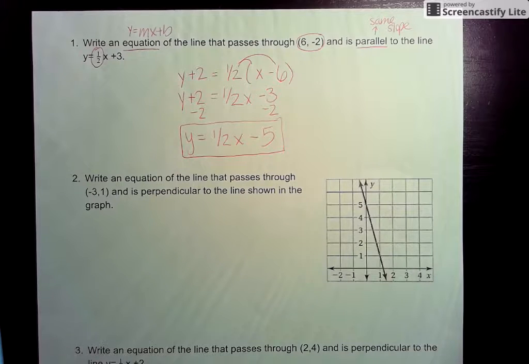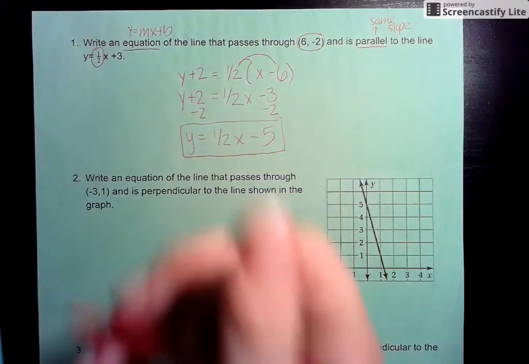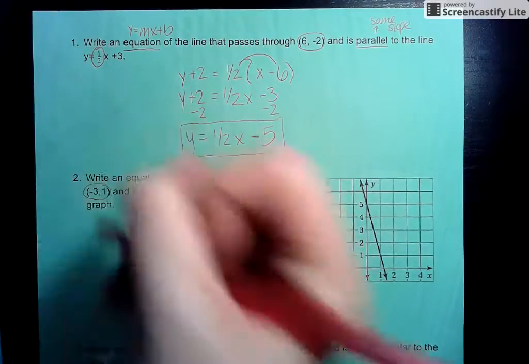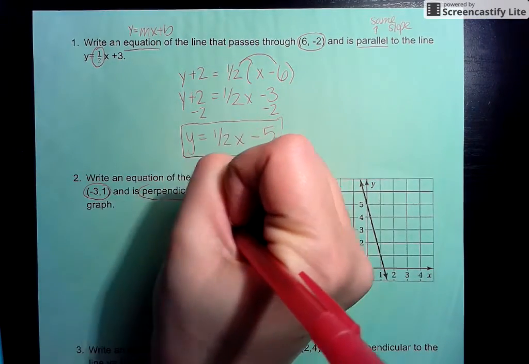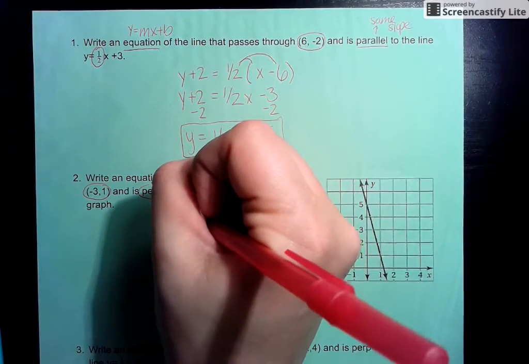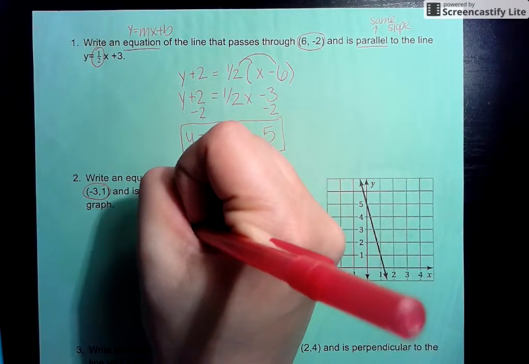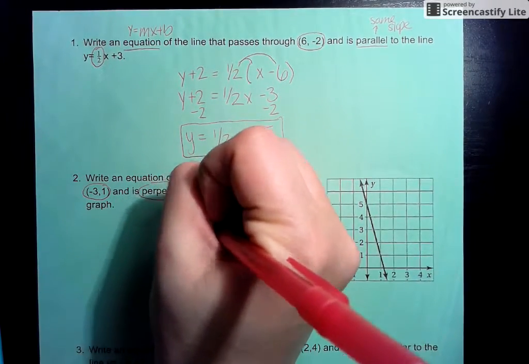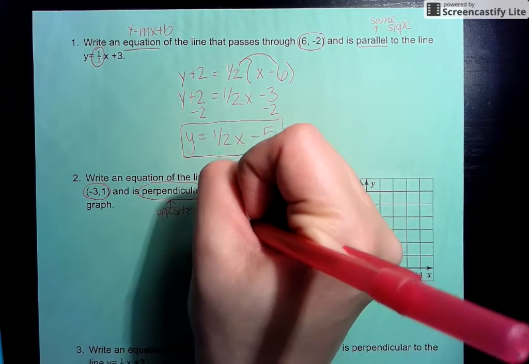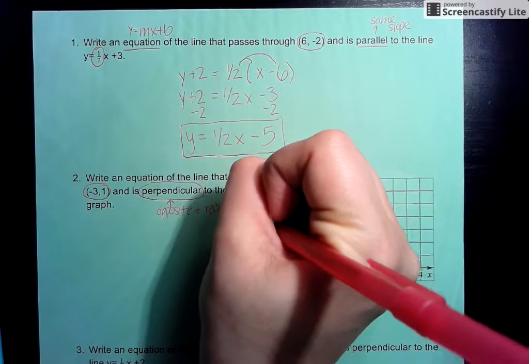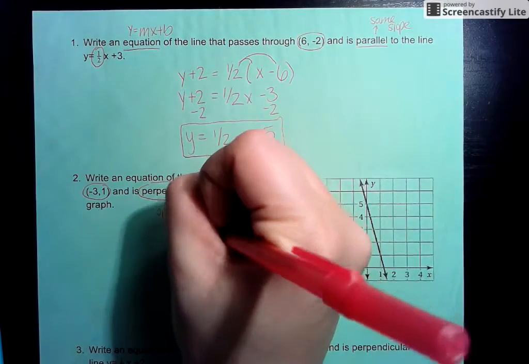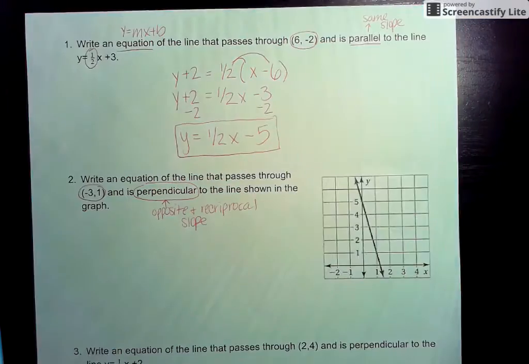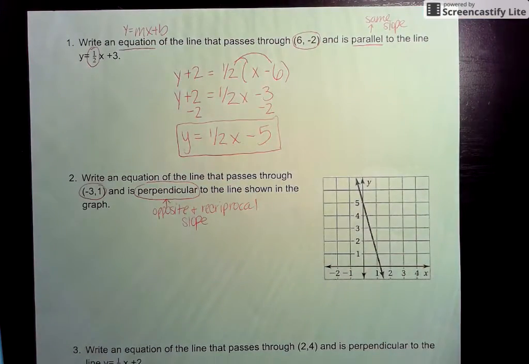Now the next one is a little bit different because you still have to write an equation of the line that passes through (-3, 1). So we're going to circle that. That's important. It's perpendicular. Perpendicular means it's the opposite and the reciprocal for the slope. So I'll show you what that means in a minute. To the line shown in the graph.